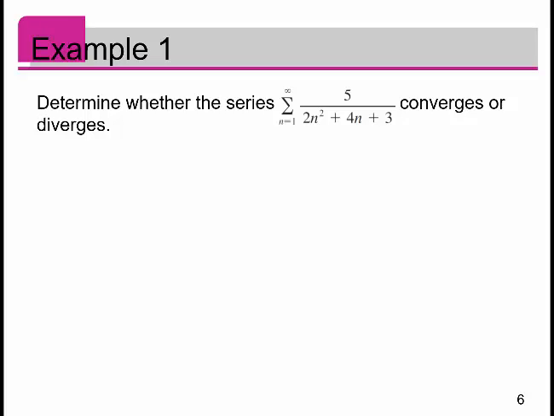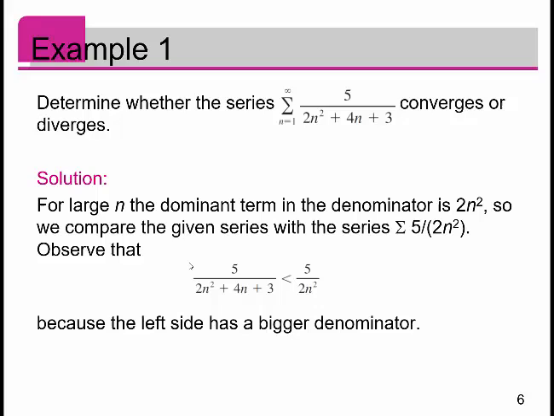Let's look at this one. Determine whether this series converges or diverges. If you look at it, you might wonder where to even begin. Well, you want to start by looking at just this first term here and ignoring the rest of this stuff. For large n, the dominant term is the denominator 2 to the n squared power. So we compare the given series with this series, knocking off all this other stuff: the summation 5 divided by 2 to the n squared.